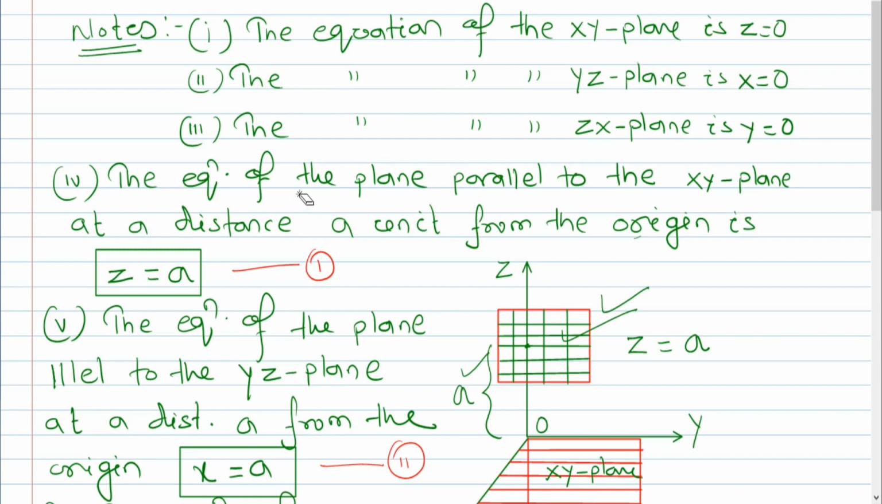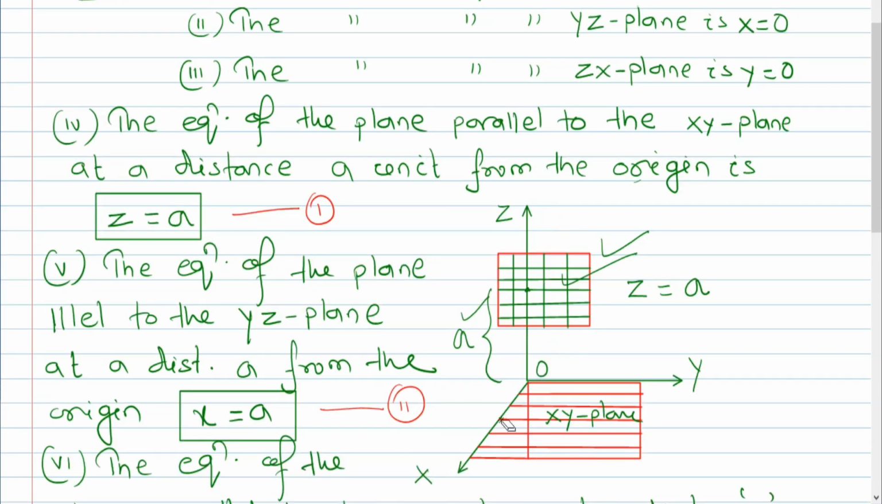Suppose you have to ask what is the equation of the plane which is parallel to the xy plane and at a distance of a units from the origin. What is that? See one diagram: suppose this one is the x-axis, this one is the y-axis and this one is the z-axis. One plane is the xy plane, and this one is the plane which is parallel to the xy plane but at a distance of a units from the origin. That means z is equal to a.